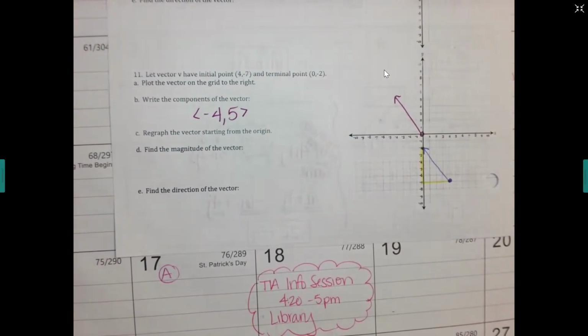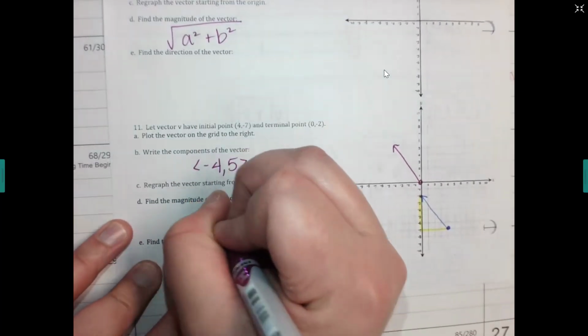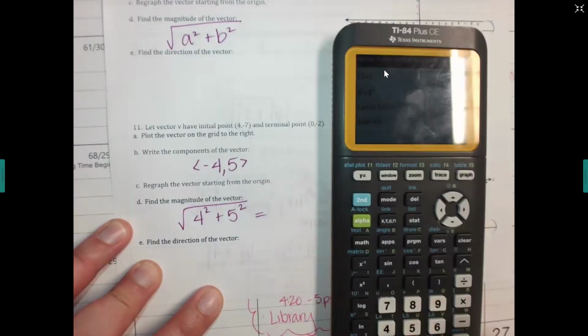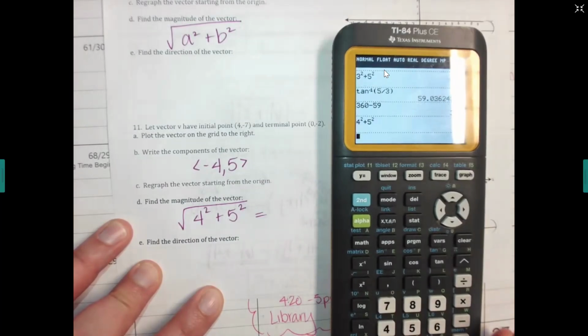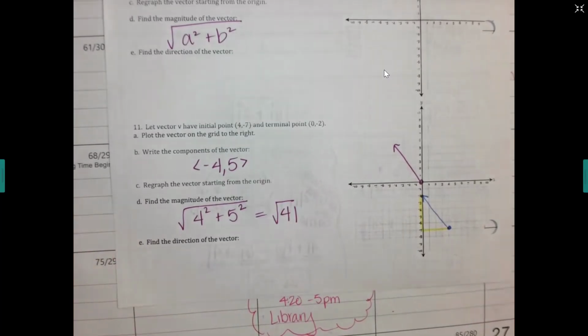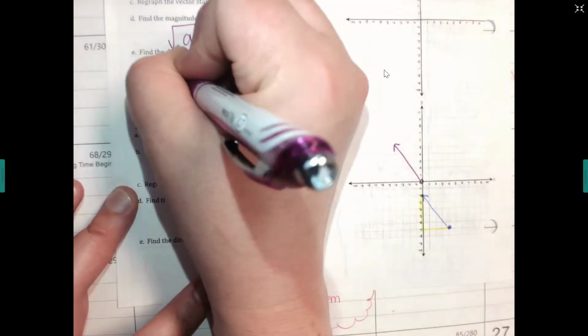Okay, then it says to find the magnitude. Remember, magnitude is going to be a squared plus b squared, then take the square root. So I'm going to do 4 squared plus 5 squared, then take the square root. 4 squared plus 5 squared gives me 41. And if 41 was a perfect square, I would do it, but it's not. Then for direction, what's my formula? Okay, tan theta equals y over x.